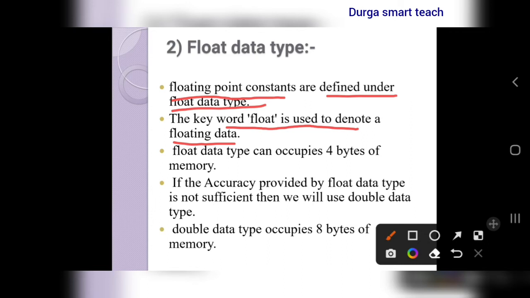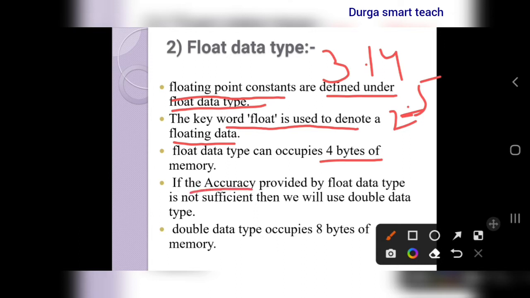When the number contains precision, that is 3.14 and 2.5, this type of numbers are known as float data type, floating point data type. Float data type occupies 4 bytes of memory. 1 byte is equal to 8 bits. So here float data type occupies 4 bytes of memory.